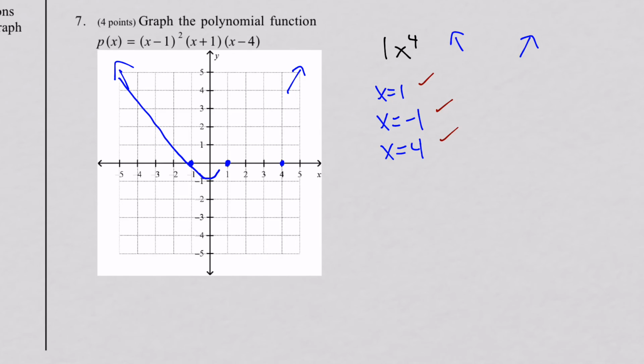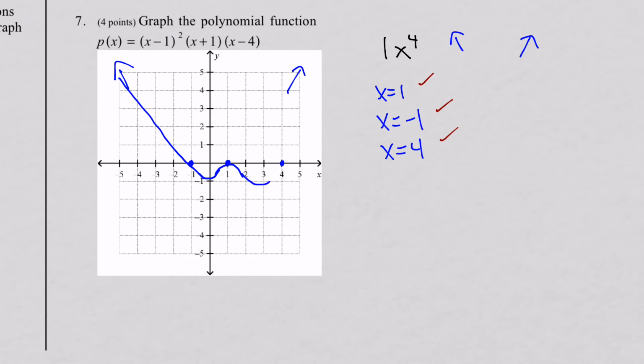Okay, pass through it. So that one is +1. That came from here, which came from here, and the power there is 2. If the power is even, don't cross. Your tangent. Okay, even is tangent. Odd crosses. So that one's going to be tangent. So don't cross through. You're going to basically bounce off of that point, touch it, and then come back down.